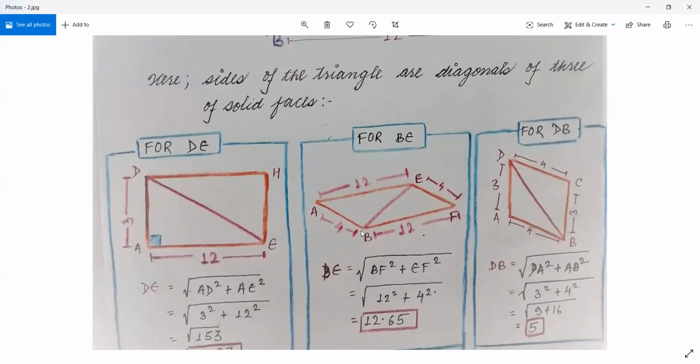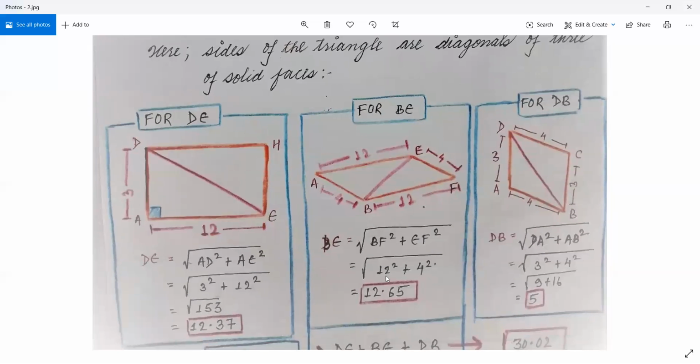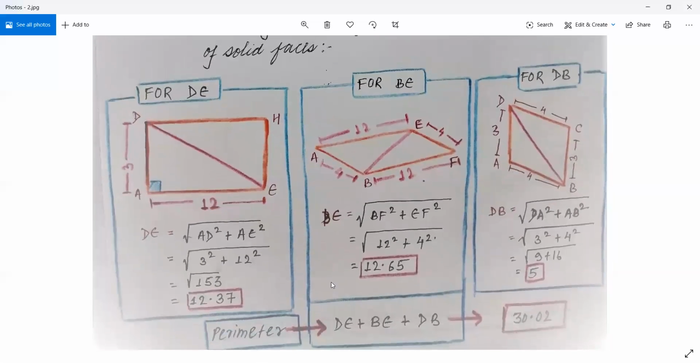So that is BE, right? You need to find BE, so you can use the Pythagoras theorem as for DE, so that BE equals the square root of BF square plus EF square, and BF equals 12 and EF equals 4, right? So when you take the square root and apply the Pythagoras theorem, its value is 12.65.